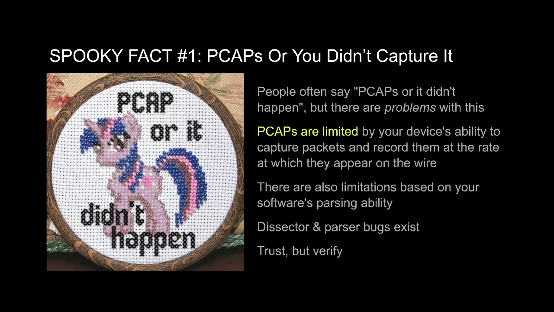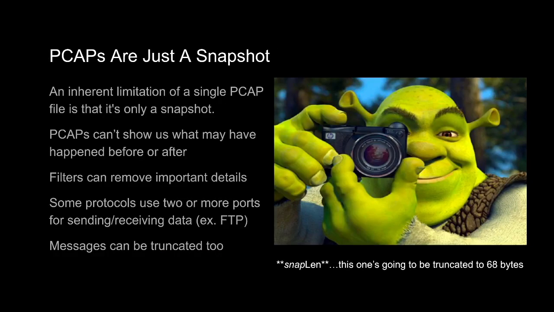There are also limitations based on your software parsing ability, right? If you have Wireshark or tcpdump, there are still things like dissector and parser bugs, and even if you are capturing, you can still be limited. Things could be truncated. There's a ton of different things that can go wrong. So my thing is PCAPs or you didn't capture it. I guess I don't know, it's kind of a weird saying, but just make sure that you trust but verify.